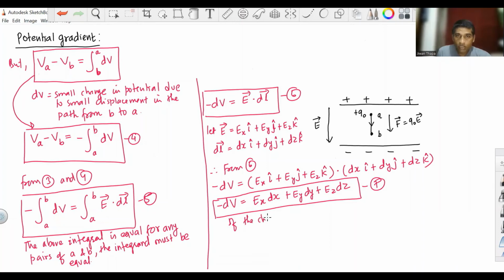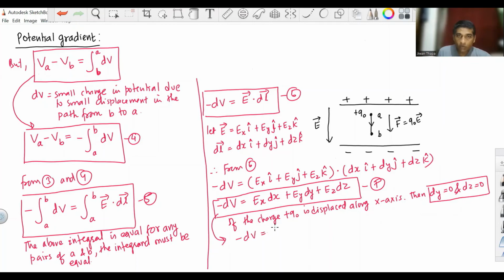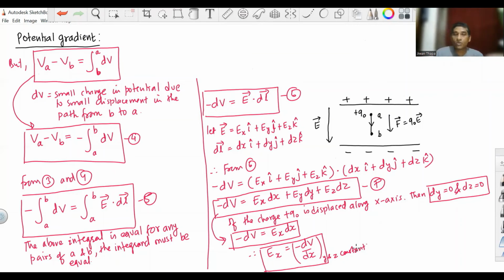If the charge plus q naught is displaced along x-axis, then dy equals 0 and dz equals 0. Therefore, from this equation we can write minus dV equals Ex dx. So we have this, clear? Therefore, we can write Ex equals minus dV by dx. So we can write this relation in this way also. So here we have y and z as constant. So we can write in this way.